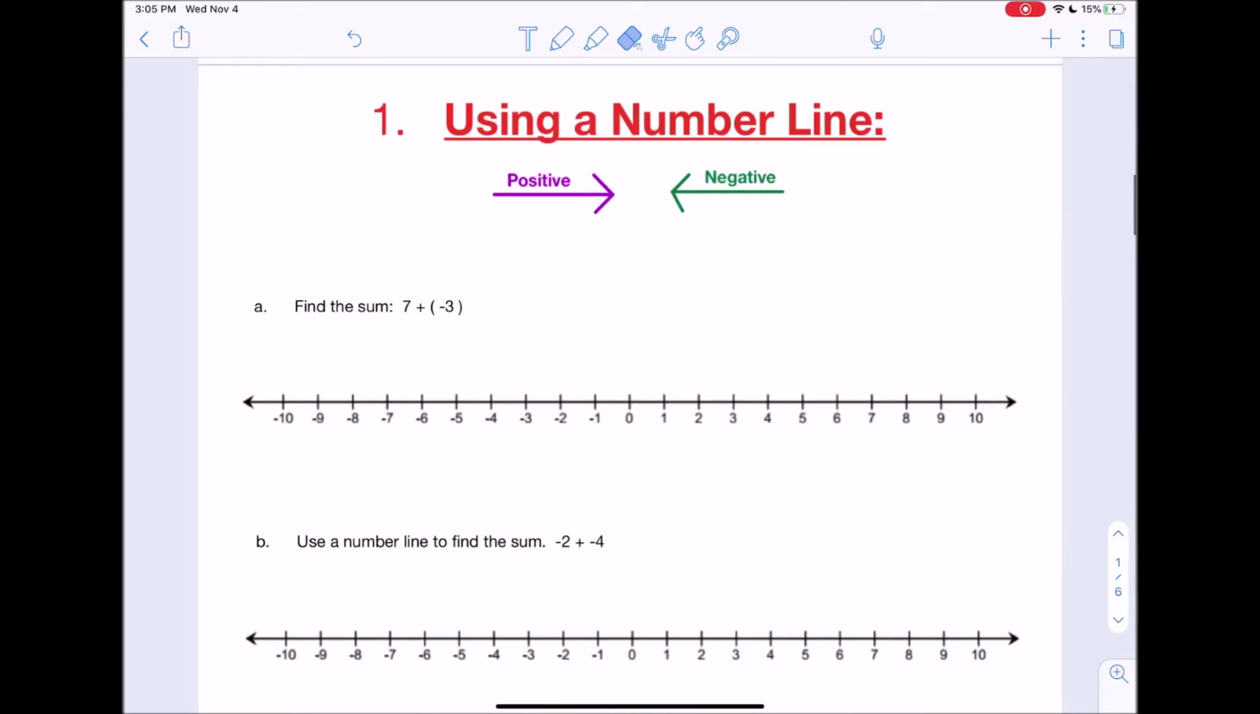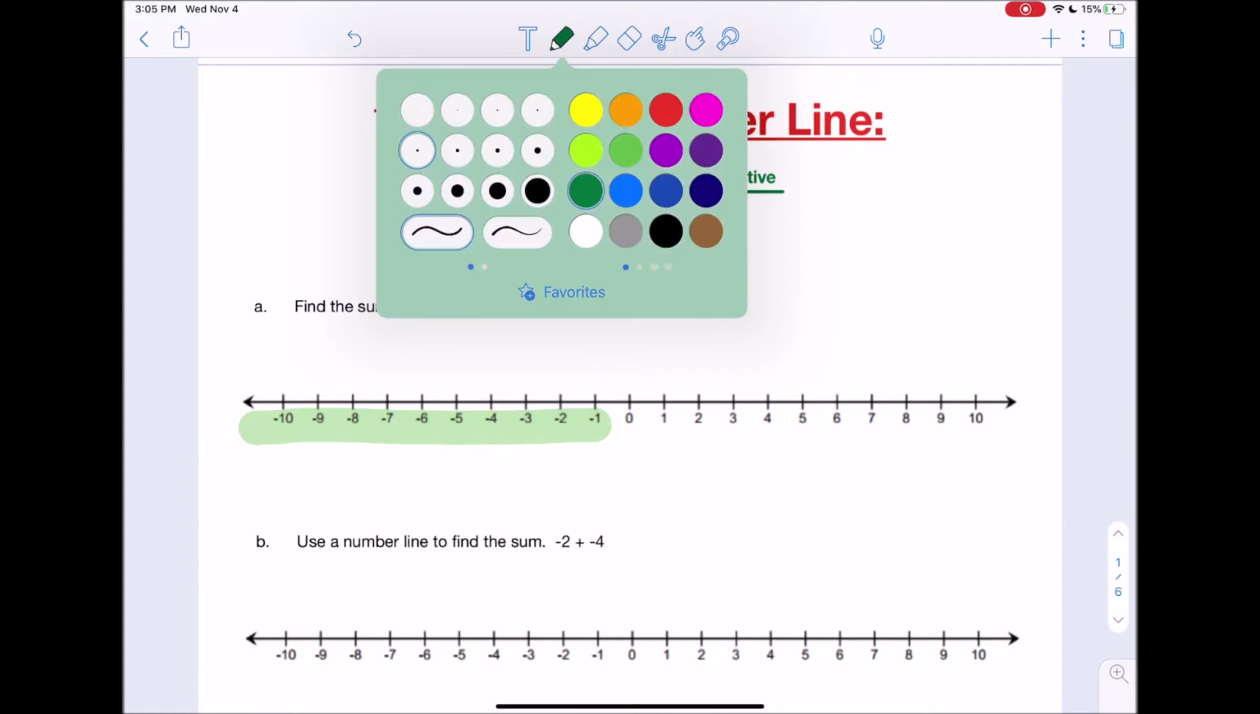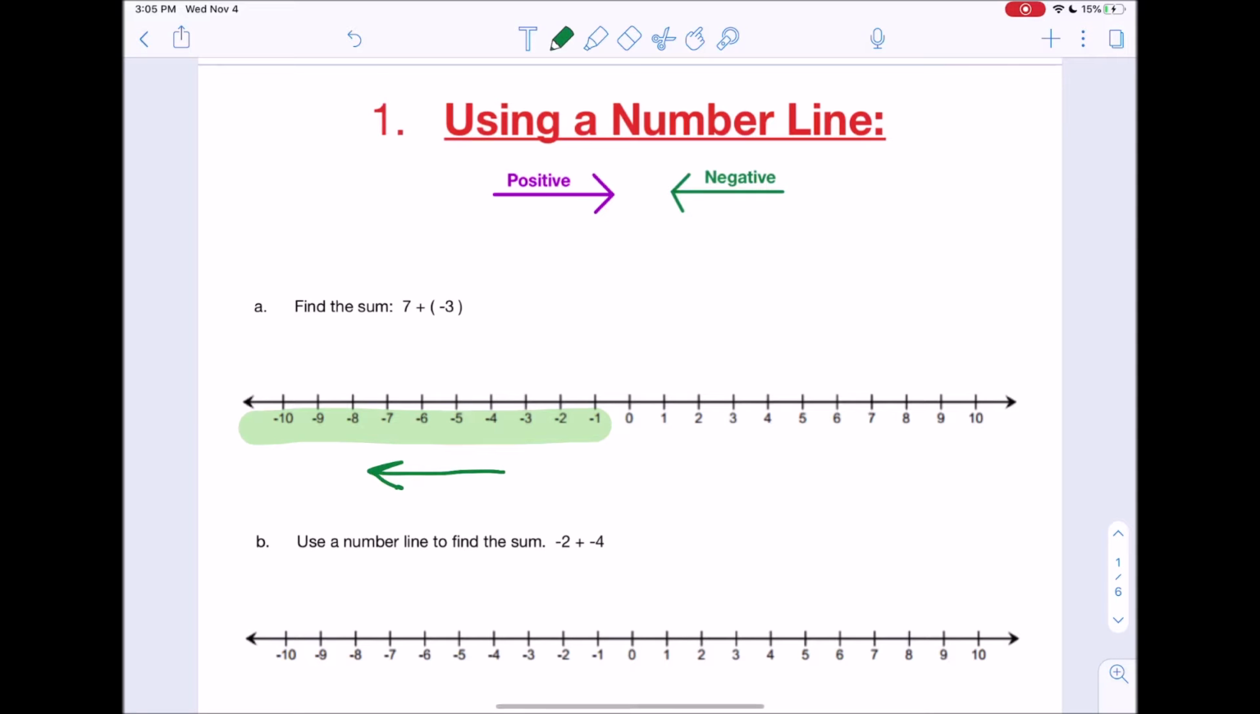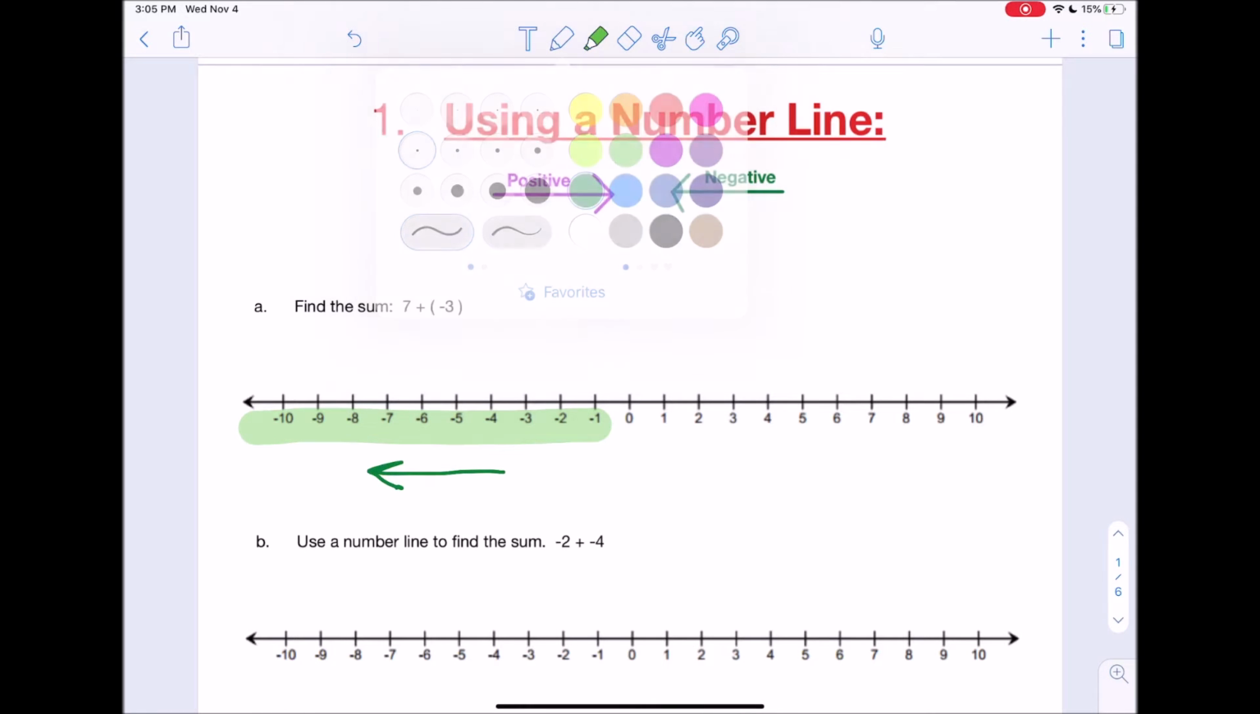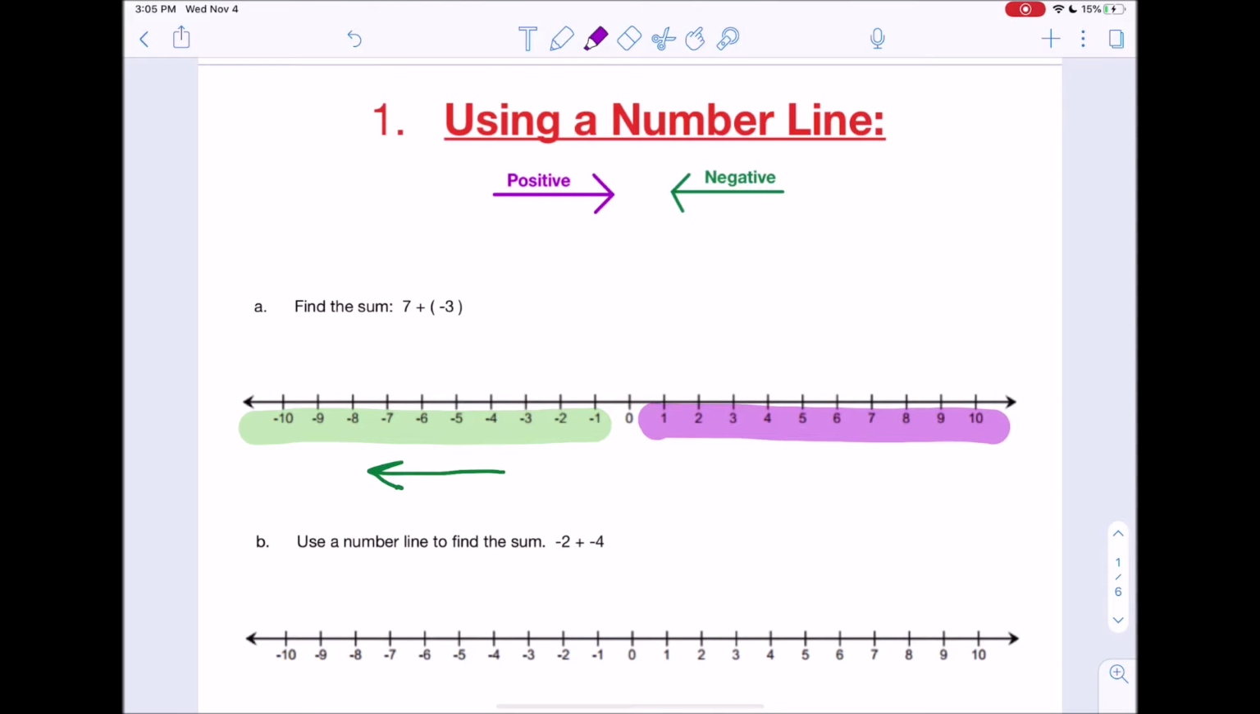So for the first method, we're looking at using a number line to add integers. So for A, we have find the sum of 7 plus negative 3. Now I'm going to use purple going towards with an arrow to the right for positive and green with an arrow to the left going negative. Now keep in mind my negatives are on the left-hand side of the 0, so they go towards the left. My positive numbers, however, on the number line are the numbers that go towards the right of the 0.